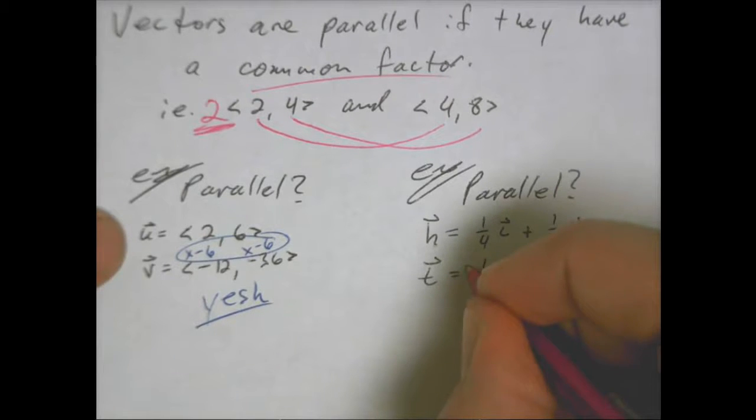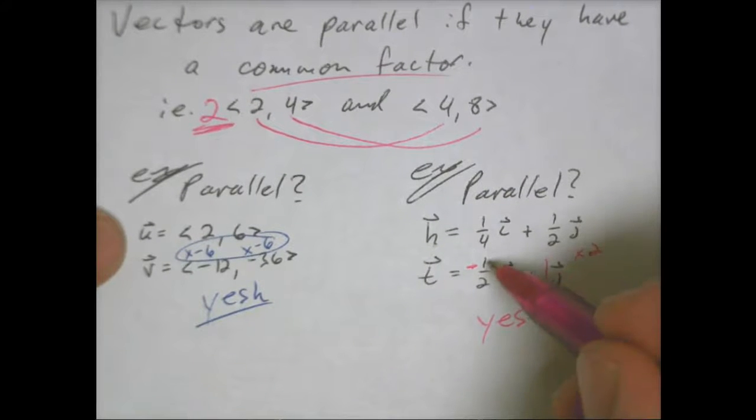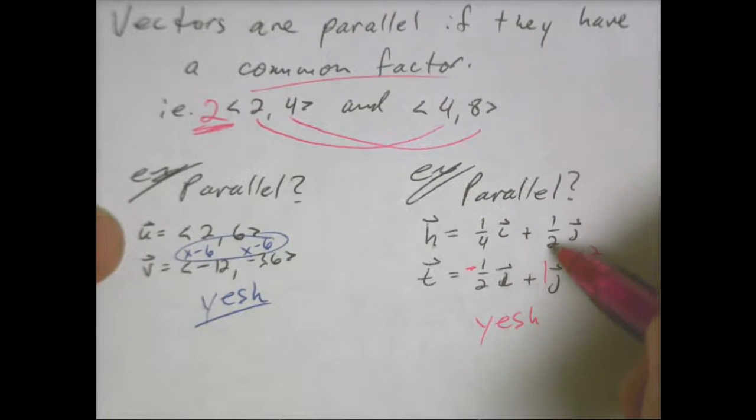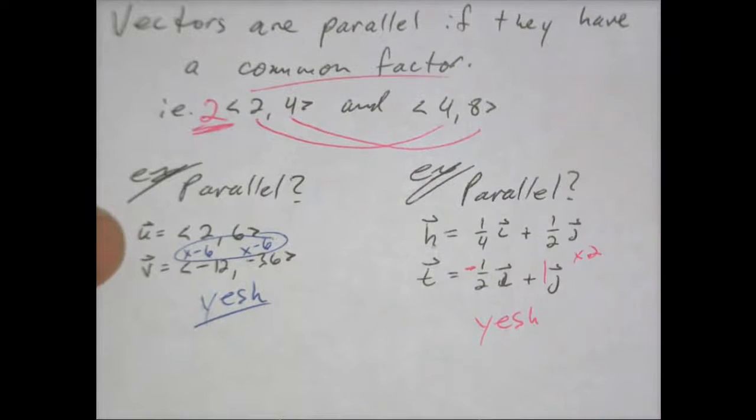If one of these were negative though, say that was negative 1/2, that would not work, because you would have to multiply by negative 2, but this is being multiplied by positive 2, so just be very careful.